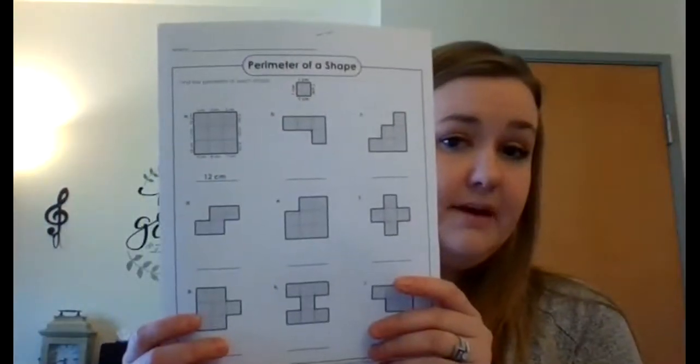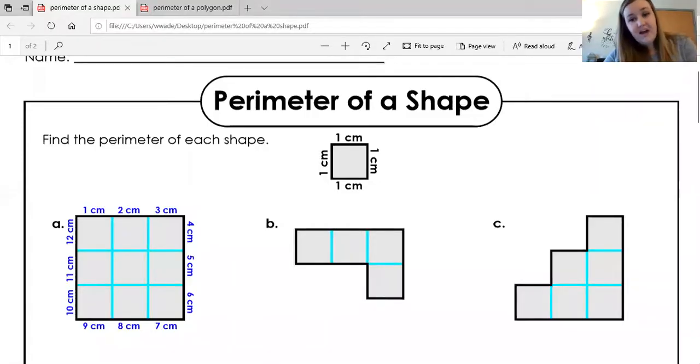So today what we're going to do is pull out, in those gold St. Paul's folders you guys have, your perimeter of a shape, it's two-sided, and perimeter of a polygon worksheet. And we're going to start this together today. So go ahead, I'll give you a second to pull that up as I change my screen to share with you. Okay, so on the screen you should see here is my worksheet of perimeter of a shape.